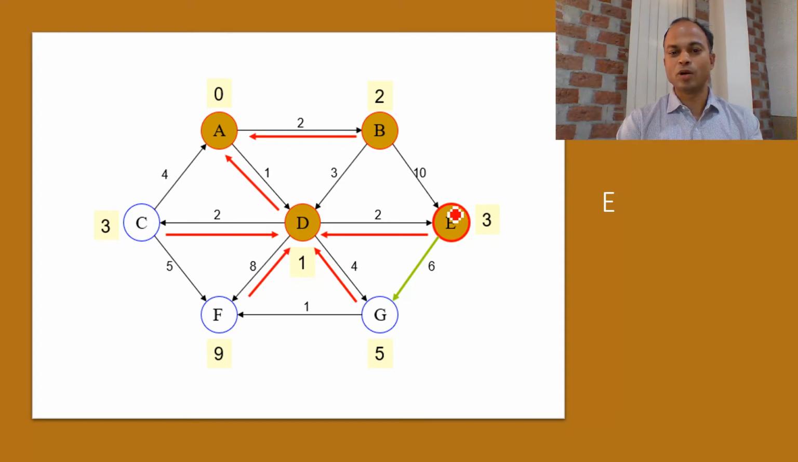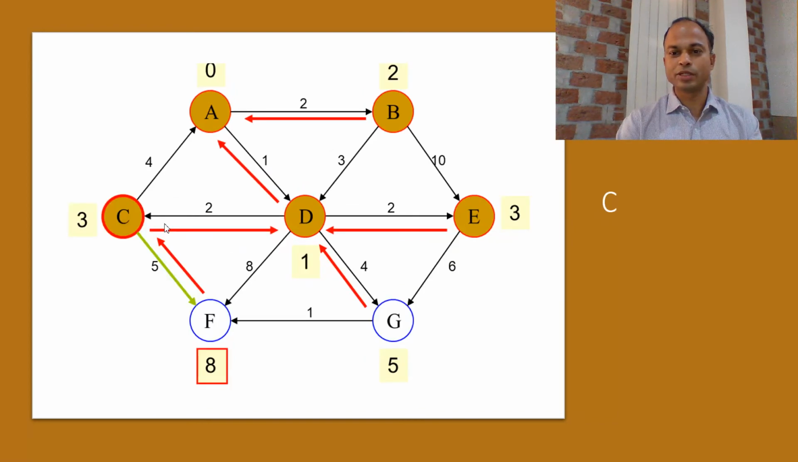Now we have to find out all the adjacent of E. Adjacent of E is G only. Now distance is 3 plus 6, this is 9, and already 1 plus 4, this is 5. Minimum value is 5. We are keeping 5. We are not updating it. Therefore, now next values are 3, 9, and 5. We have three choices, C, F and G. Minimum value is 3, that is C.